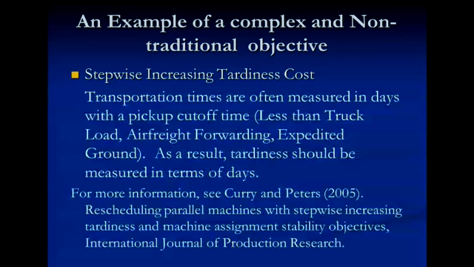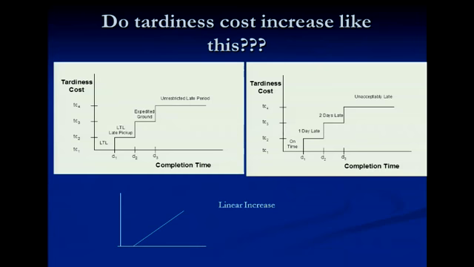One of the things schedulers like to do is if it's an important customer, they don't like to admit it's late. So what will they do? Well, if it was to ship LTL, they'll ship it air. And so what you often have with lateness is sort of this stepwise increasing tardiness cost, where if you miss the cutoff time for transportation, you just ship it a little faster. So you go from less than truckload to expedited ground or air freight. And as such, tardiness is often measured in days.